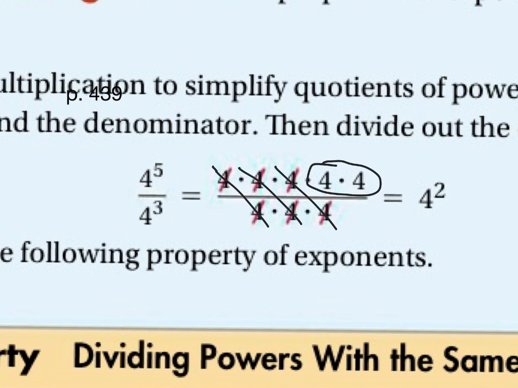If you look at what we did, and if you look at what the original exponents were, you might notice that our exponents were 5 and 3. Our final exponent was 2. So what we can do then is when you divide like bases, you can subtract the exponents. Similar to when you multiplied like bases, you added the exponents.